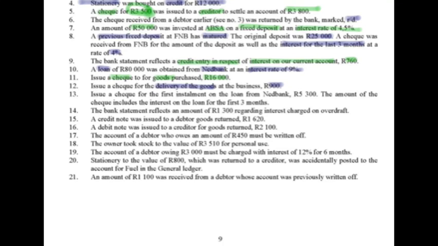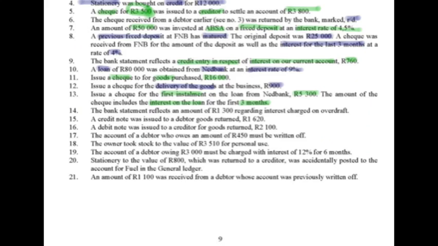Number 13. Issue a check for the first installment on the loan to Nedbank, 5,300. This amount includes the interest on loan for the first 3 months. So we first need to work out the interest. Now remember, the loan we got was for 80,000. 9% interest is what they charge us, but for 3 months that gives you an amount to be paid of 1,800. So in other words, of this 5,300, 1,800 of that is for interest and the rest is for the loan.